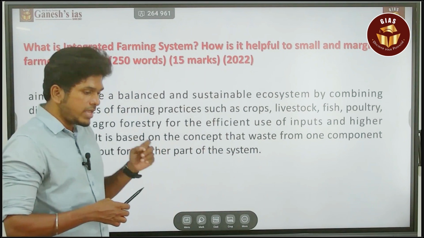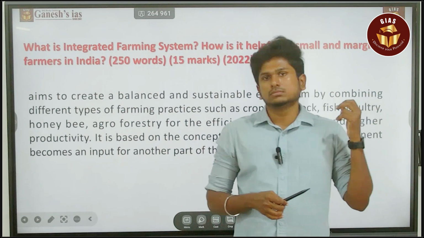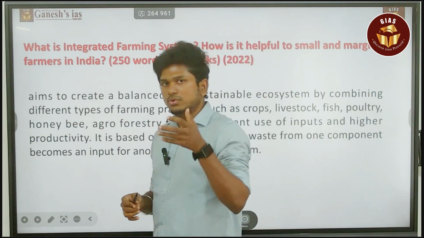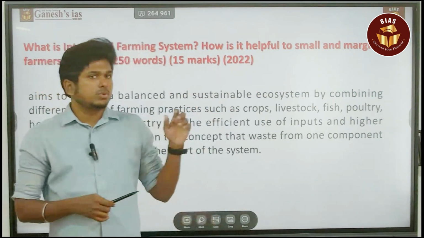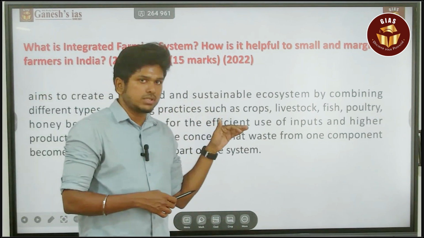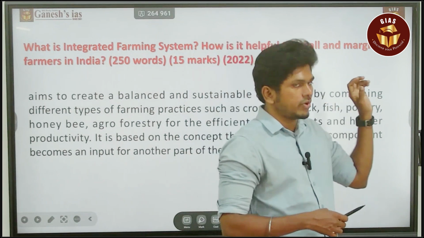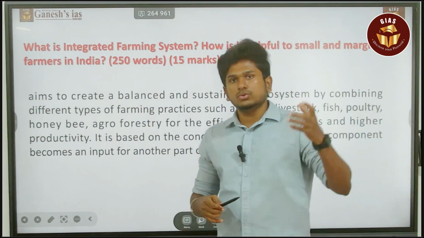So these are the major things about the integrated farming system. Now you have to get into the answer. So you just say what is integrated farming system. The next part of the question is about how it is helpful for the small and marginal farmers in India. Now you have to use the data.